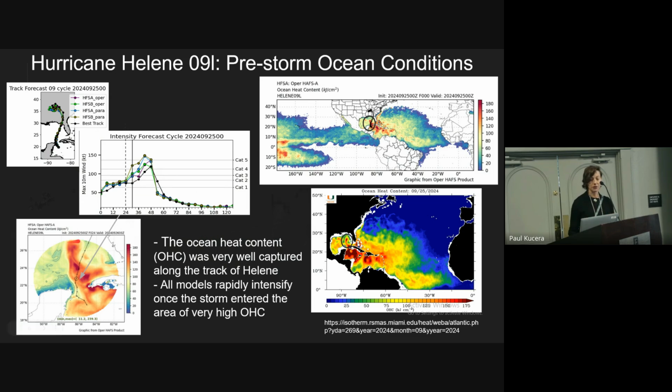For this particular cycle that I'm focusing on here, all the different HAFS, HAFS-B operational and HAFS-A and B parallel, experience rapid intensification, and this happened at forecast hour 24. This coincided with Helene entering this area of very high ocean heat content. So this highlights the importance of providing accurate ocean initial conditions for the HAFS system. However, for this particular cycle, HAFS was a little too aggressive in rapid intensification, and the RI event happened 6 hours earlier than the best track intensity showed.